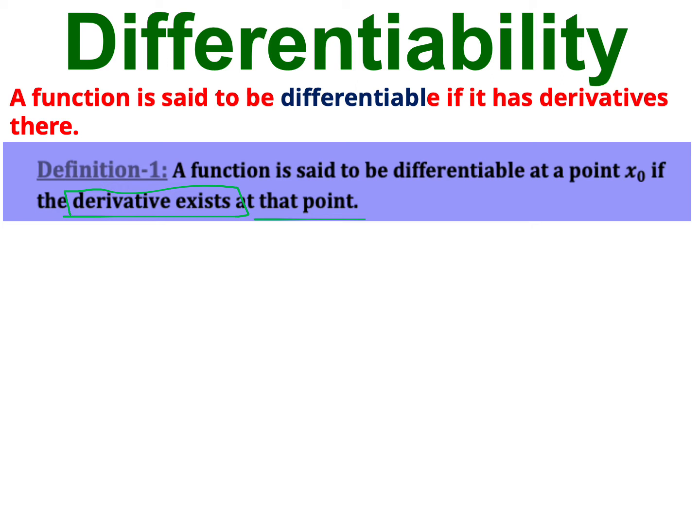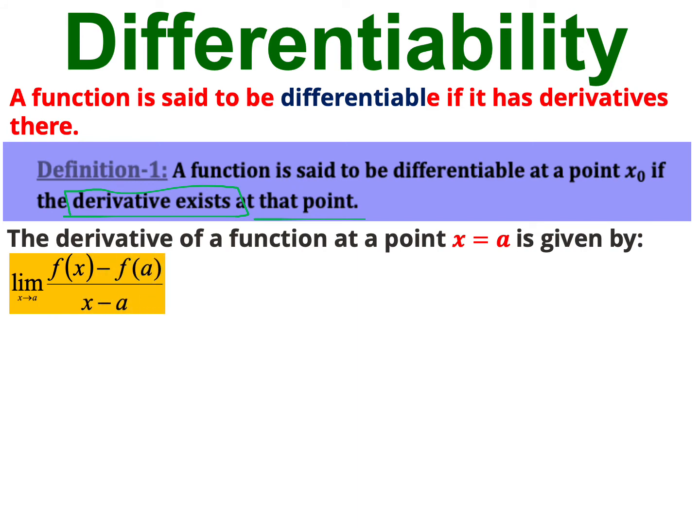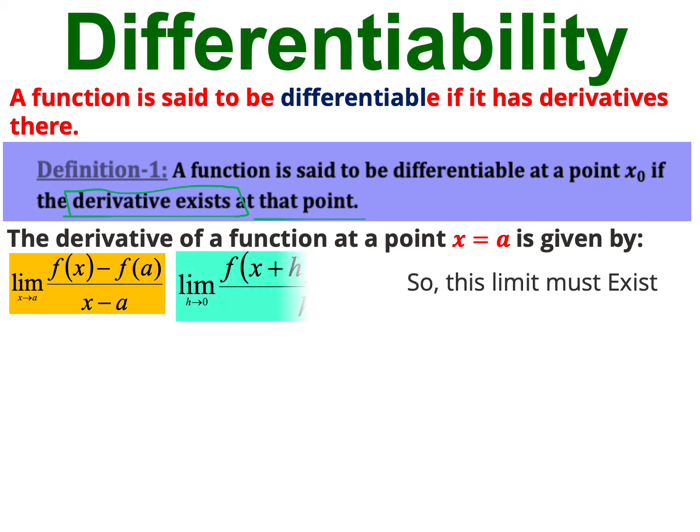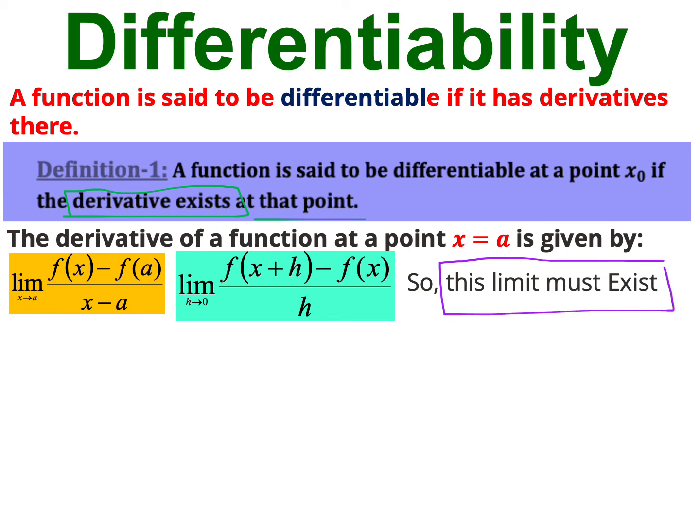And as we know from the previous lesson, which is about the meaning of the derivative, we said the derivative is the limit of the secant line, or it is the rate of change, or the slope of the tangent line. And we said that we can find the slope of the tangent line by using one of these limits. So that means we can conclude if these limits exist, the function is differentiable.